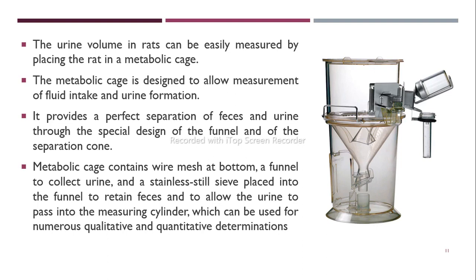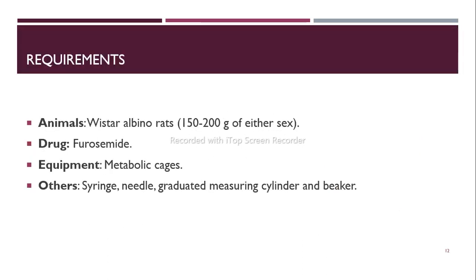The metabolic cage contains wire mesh at the bottom, a funnel to collect the urine, and a stainless steel sieve placed into the funnel to retain the feces and to allow the urine to pass into the measuring cylinder, which can be used for numerous qualitative and quantitative determinations. Requirements: animals, we have to select Wistar albino rats, whose weight should be between 150 to 200 grams, of either sex, that is male or female.